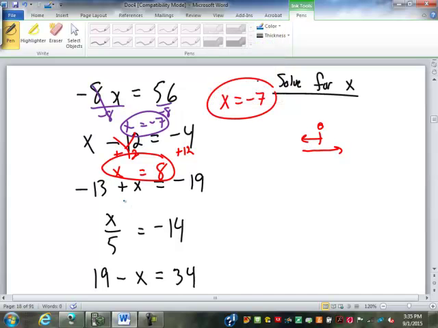This next one, what do we have to do? Add 13 to get rid of the -13. So x equals, what is -19 plus 13? It's -6. Very good.